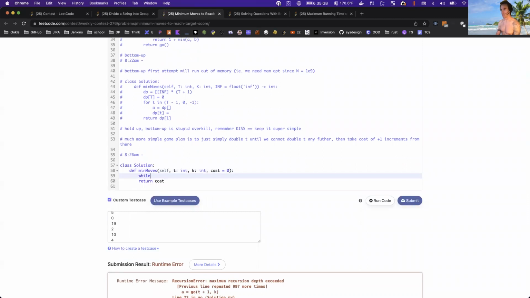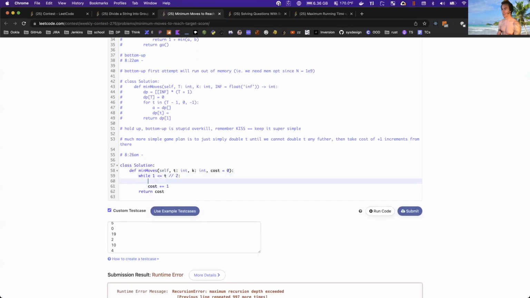Okay, so while T is evenly divisible by two, or it's greater than or equal to one, right? Then increment the cost and T divided by equals 2. Or I should just do T shifted. That worked, right? Shift right by 1? I don't know. Something like that. Shift left and divide by 2 is the same thing.